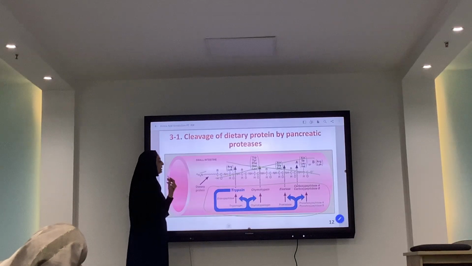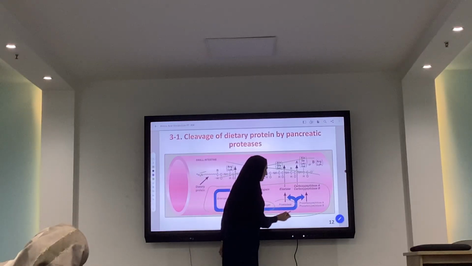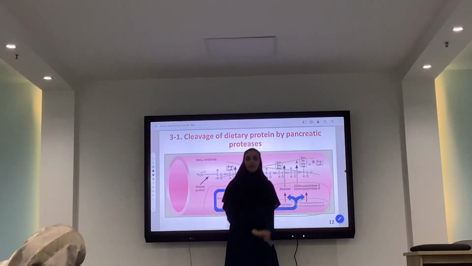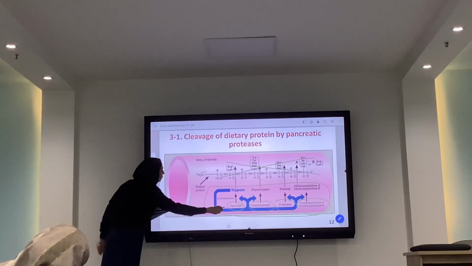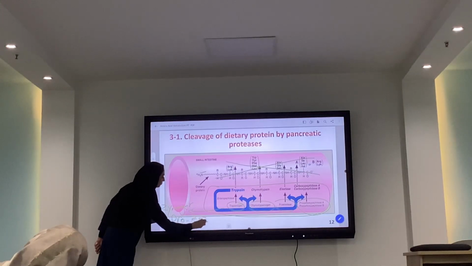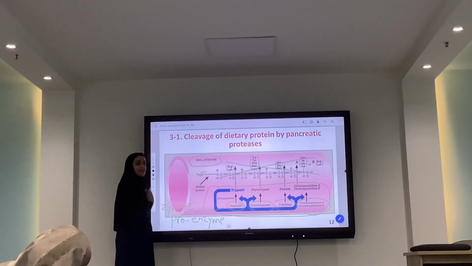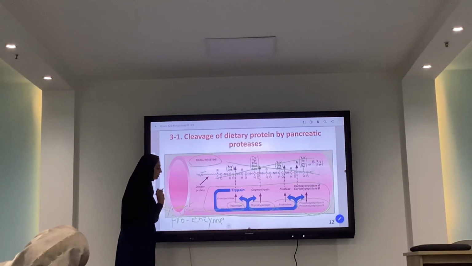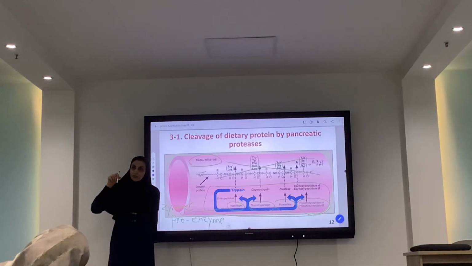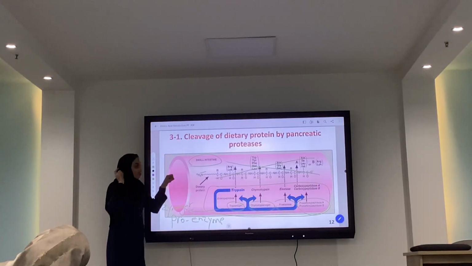I told you that we have trypsinogen, chymotrypsinogen, proelastase, procarboxypeptidase. They come from the pancreas secretion to the small intestine. Okay. From pancreas secretion. They are inactive. They are released from the pancreas to the small intestine and they are inactive.